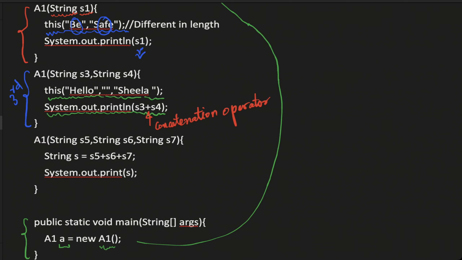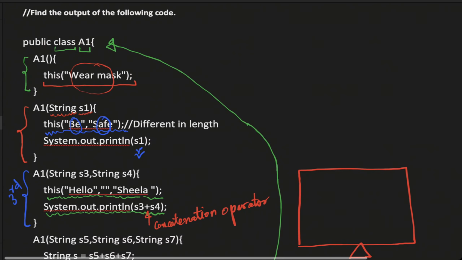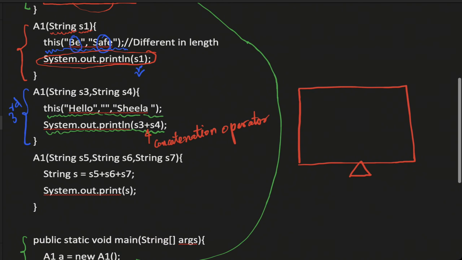So what would be printed on the console? Let me draw the console here. First, in the above code, here is the first System.out.println. For this, what would be printed on the console? S1. What is s1? S1 is wear mask. And for the second constructor we are printing wear mask. The second constructor is calling the third one, then our third constructor is calling the fourth one. This is the fourth constructor block.